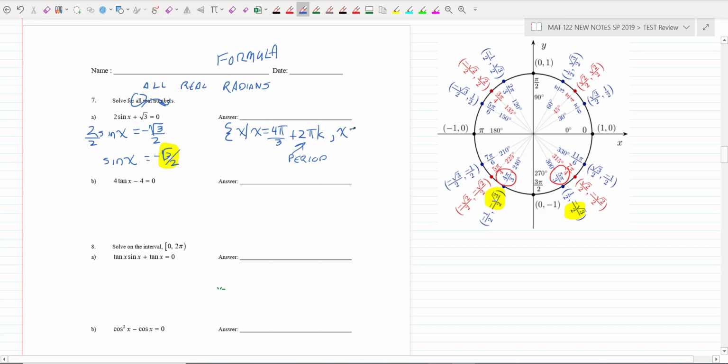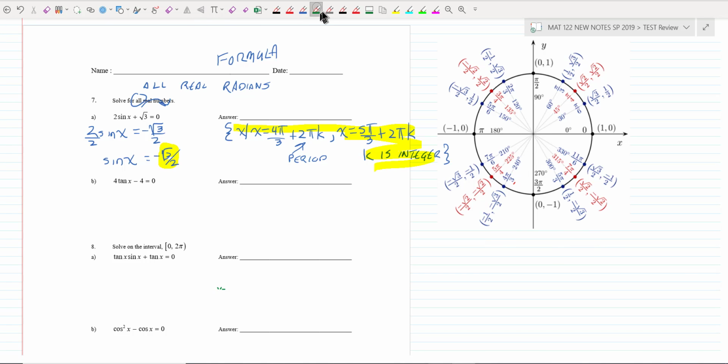Then comma, you say x equals 5 pi over 3, and then you say plus 2 pi k, and you do have to say k is an integer. You do have to have that statement in there. So that's how you would write the formulaic answer to that problem. Okay? So you've got to know what the directions are telling you when to use a formula.